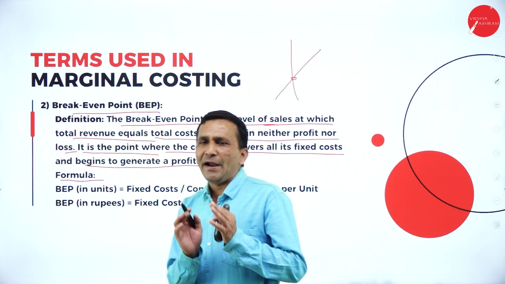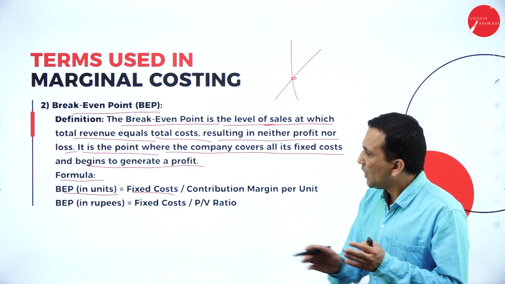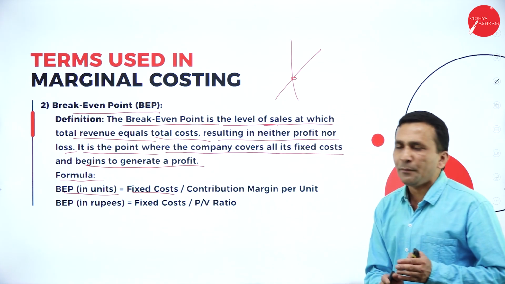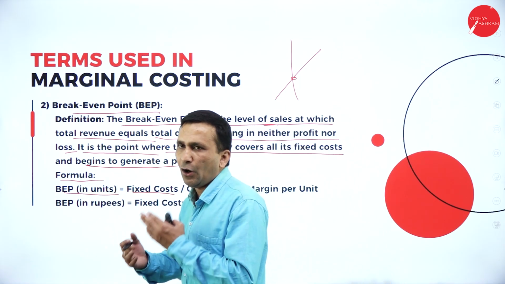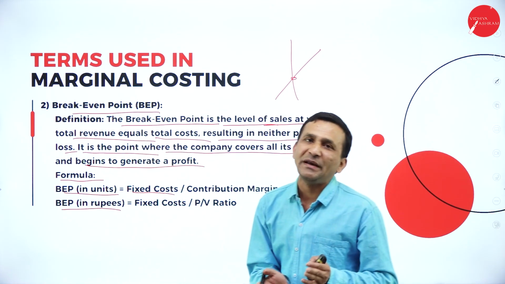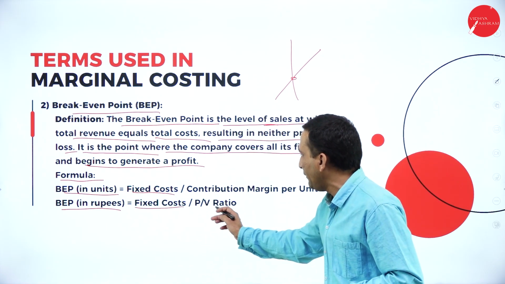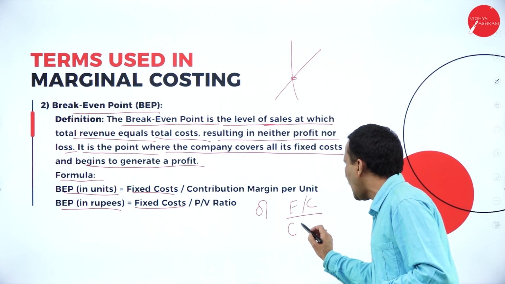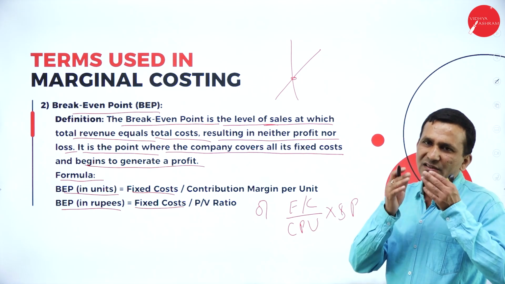Here is the formula to find the break-even point in units: fixed cost, which is given in the question, divided by contribution per unit. Easily you can find the number of break-even units, how many units you must produce. For break-even in sales, rupees or volume, the formula is fixed cost divided by PV ratio, or you can take one more formula, fixed cost divided by contribution per unit into selling price. This will also give the same answer.